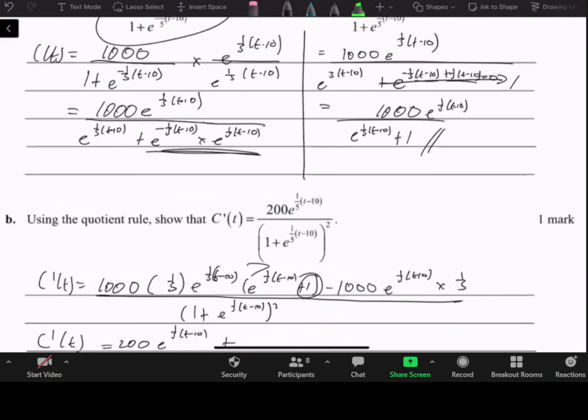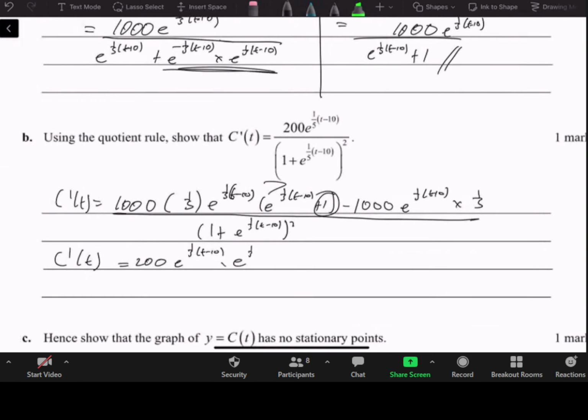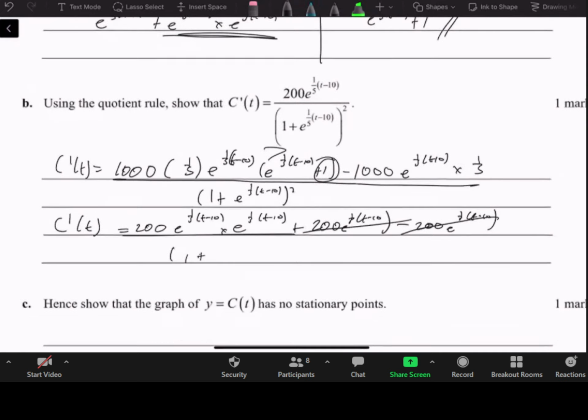Suddenly forgot what I was doing. Sorry. Plus 200 e^(1/5 t - 10). Okay, I'll just write e^(1/5 t - 10) plus 200 e^(1/5 t - 10) minus 200 e^(1/5 t - 10). So you can see these cancel, and then you have 1 on (1 plus e^(1/5 t - 10)) squared. So we're almost at the answer.